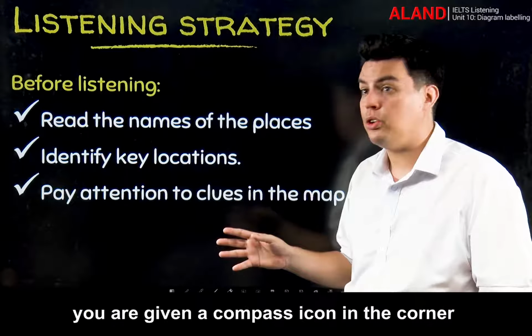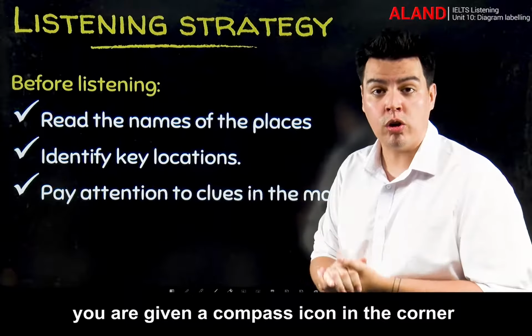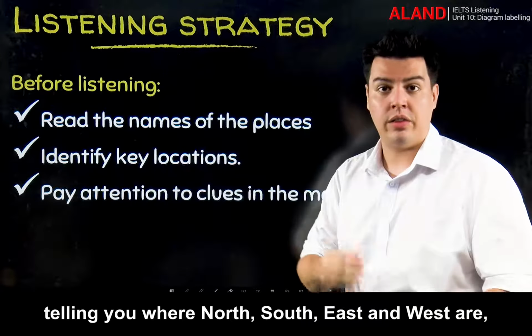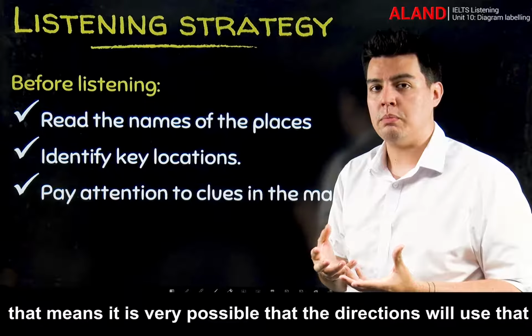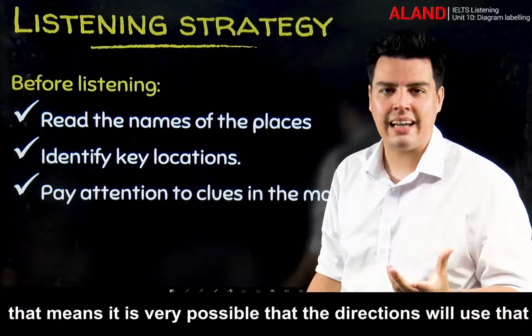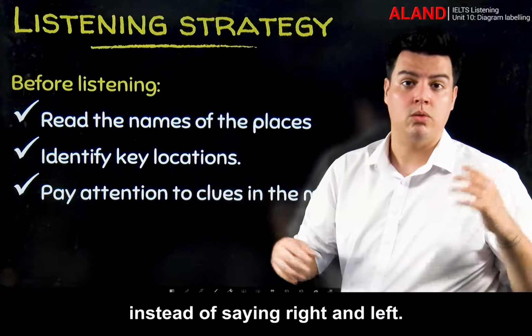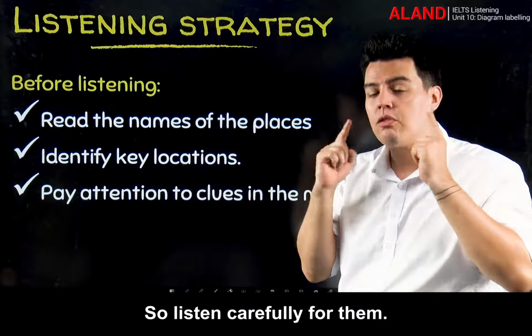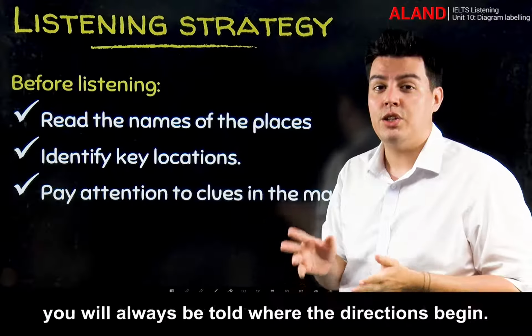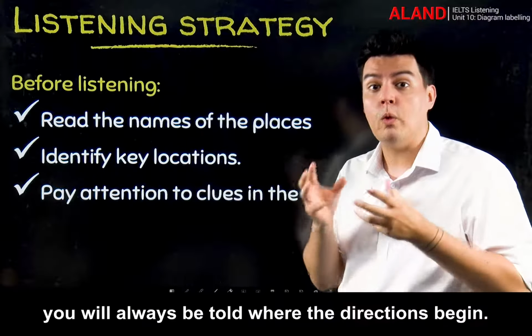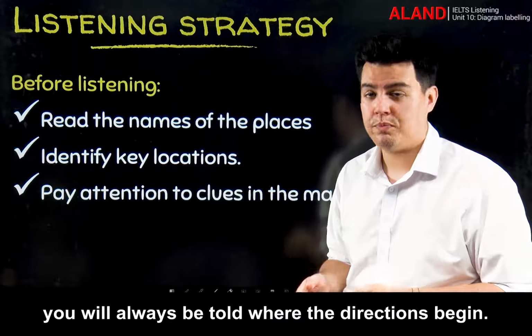If, for example, you're given a compass icon in the corner telling you where north, south, east, and west are, that means it's very possible that the directions will use that instead of saying right or left. So listen carefully for them. And no matter what type of map you get, you will always be told where the directions begin.